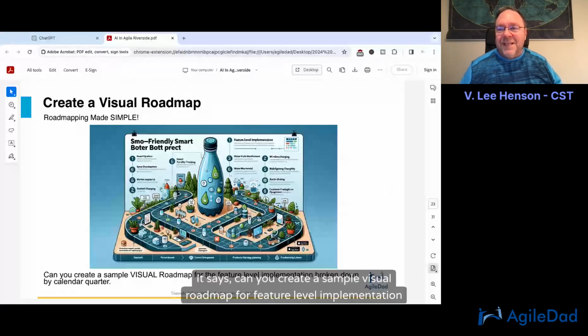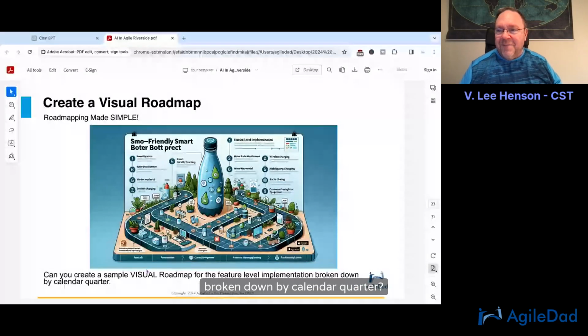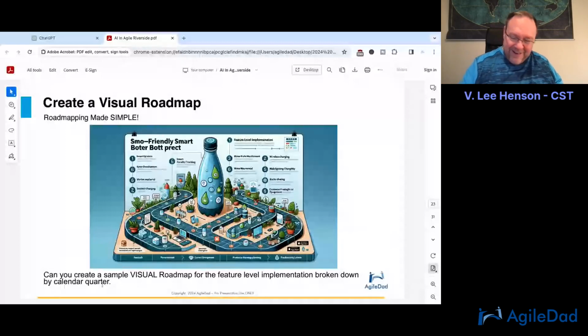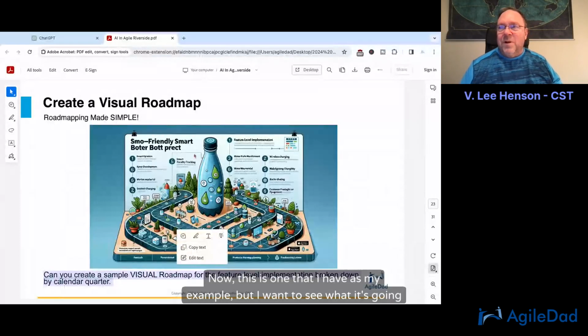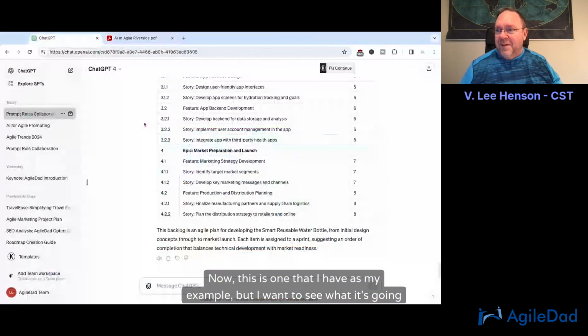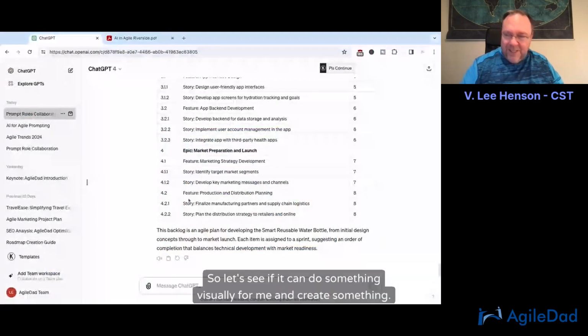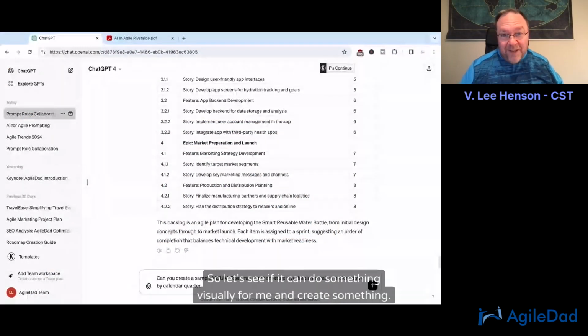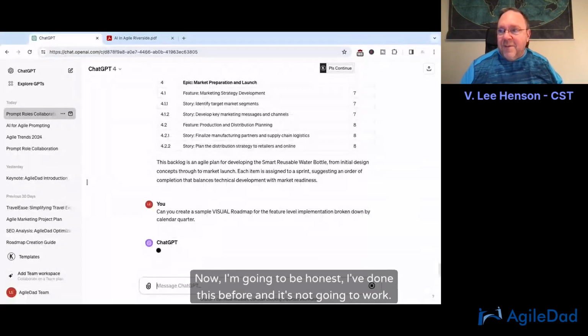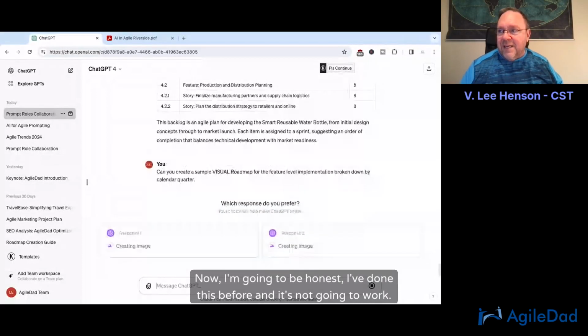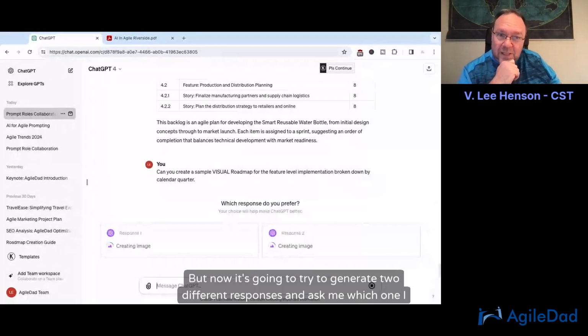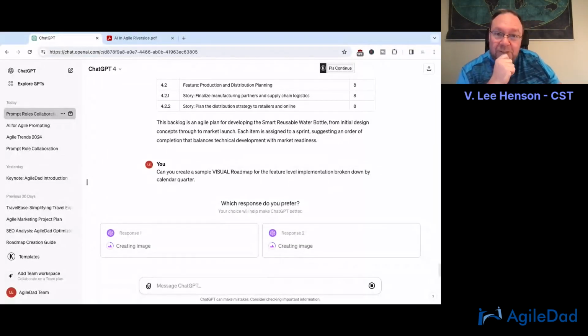Look at this. It says, can you create a sample visual roadmap for feature level implementation broken down by calendar quarter? Now, this is one that I have as my example, but I want to see what it's going to do. So let's see if it can do something visually for me and create something. Now, I'm going to be honest, I've done this before and it said not going to work, but now it's going to try to generate 2 different responses and ask me which one I like better. So let's see what it comes up with. This is going to be interesting.